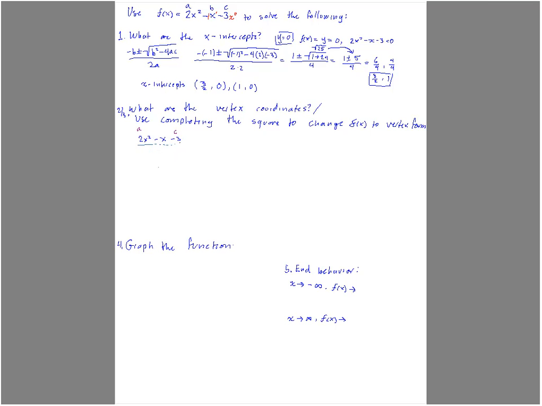Go ahead and add that b back in there. So if we factor out the 2, we have 2 times, that's not right.